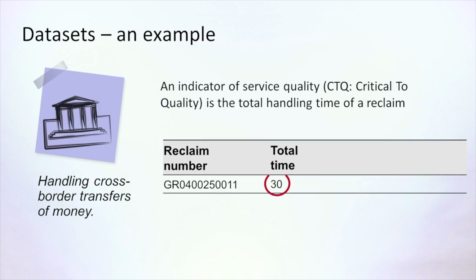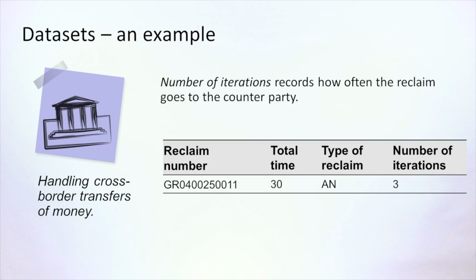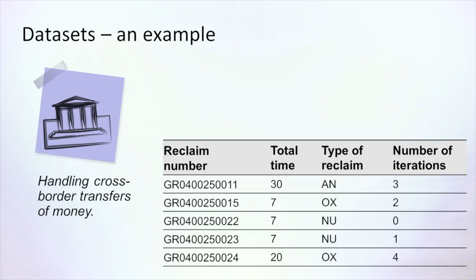We can also look at other aspects of this reclaim, such as the type of reclaim, in this case an AN type, or how often we had to talk to the foreign counterparty. In this case, it took us 3 iterations with the foreign bank before the reclaim was solved. As department head, you collect this data on multiple reclaims. And here we have 5 of those.